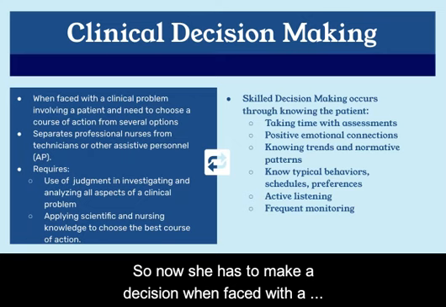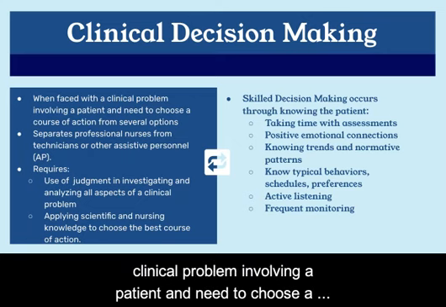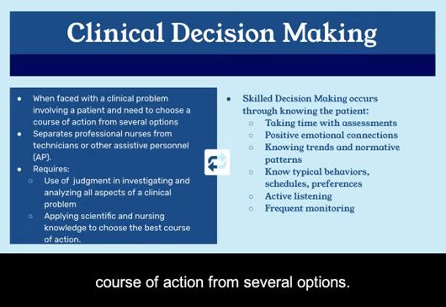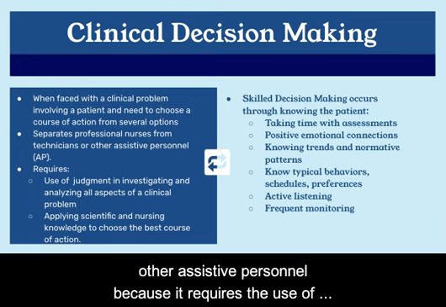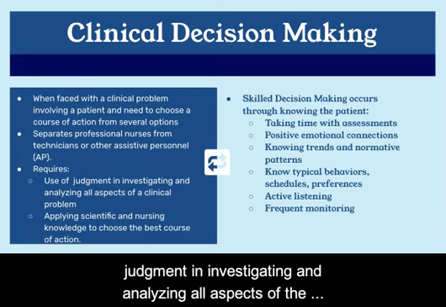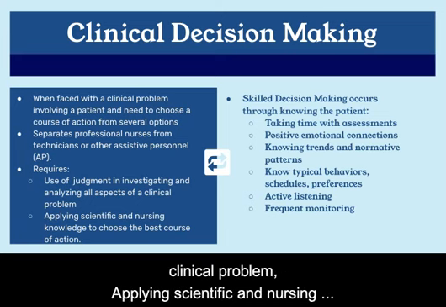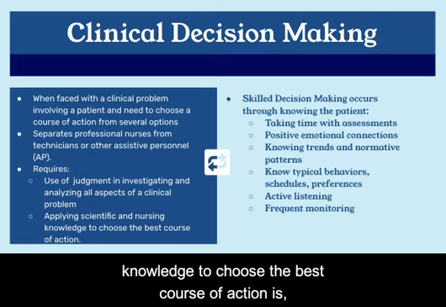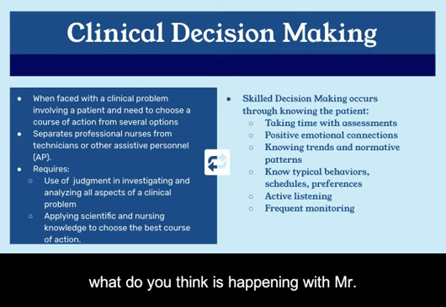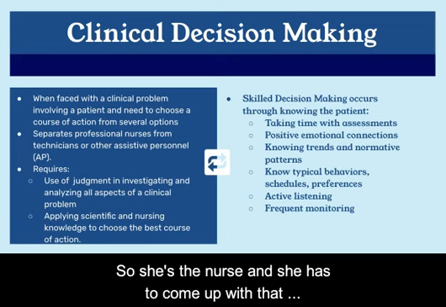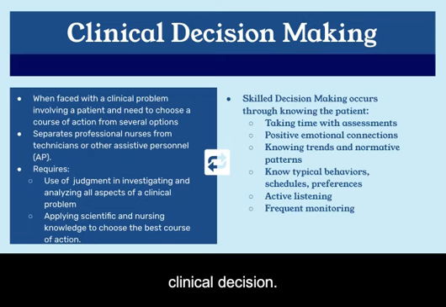So now she has to make a decision. When faced with a clinical problem involving a patient and needing to choose a course of action from several options, this separates professional nurses from technicians or other assistive personnel, because it requires the use of judgment in investigating and analyzing all aspects of the clinical problem, applying scientific and nursing knowledge to choose the best course of action. For example, in this case, Anna could not have asked her CNA, what do you think is happening with Mr. Payne, right? So she's the nurse and she has to come up with that clinical decision.